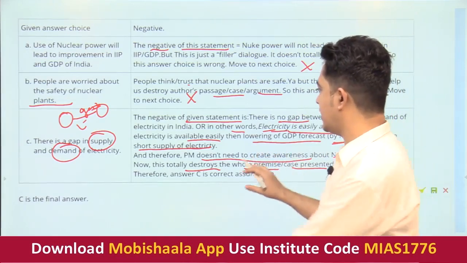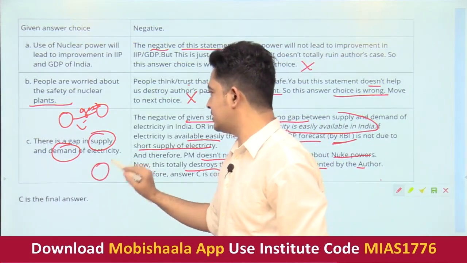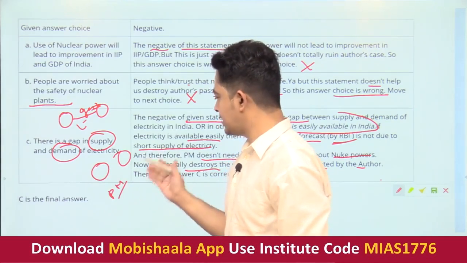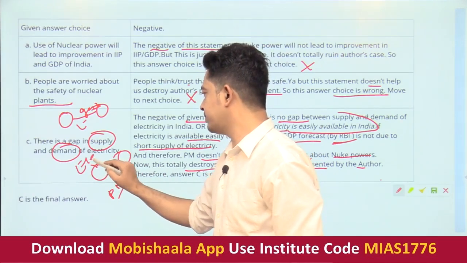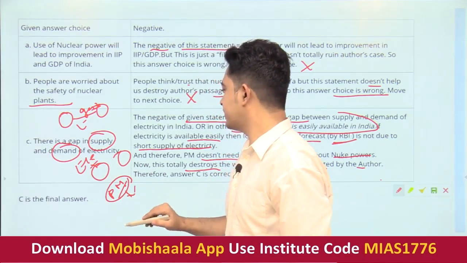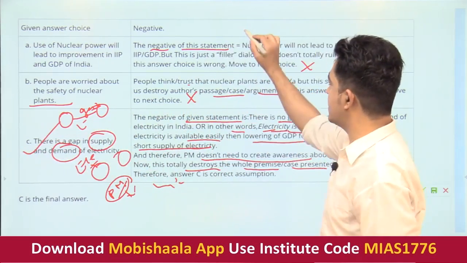So what did this do? Suppose there was a short supply, a gap between demand and supply, and the PM required that people should be aware. In that case, electricity is easily available. If electricity is easily available, then why does the PM need to make the people of the country aware? So C would be the right answer, in the case of assumptions.